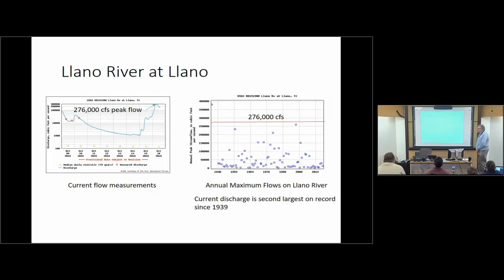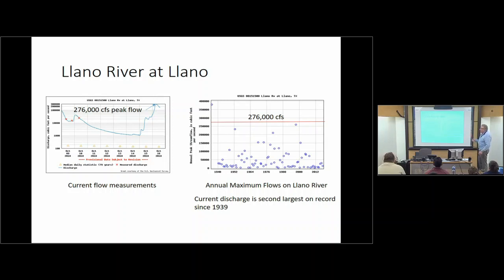So this is the flow, a diagram on the left, which shows the discharge on the Llano River for the last week. And the blue line is the observed discharge calculated by the US Geological Survey. And I looked up the table and found that little peak at the top there. It's a log scale, so it's not easy to see, but it's 276,000 cubic feet per second. Now that's a serious amount of water. And the red asterisks there are times when the US Geological Survey has done flow gauging at the river to check the gauging is correct.